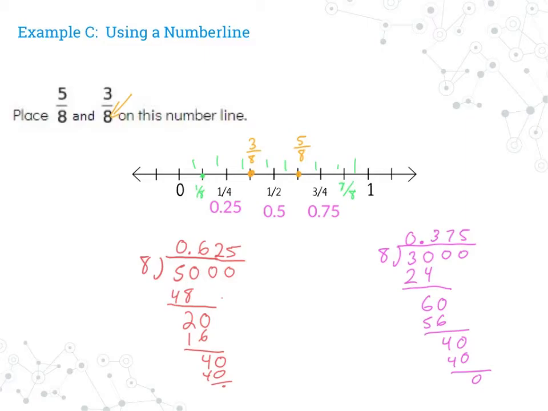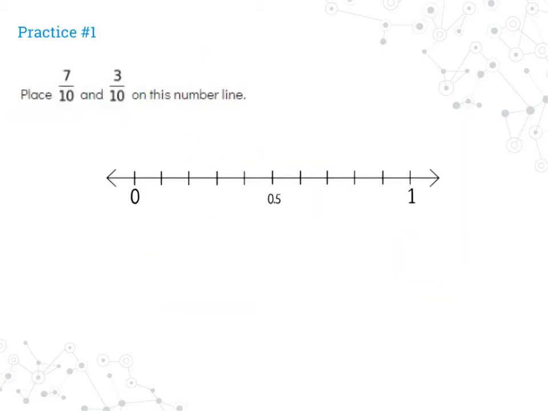Let's go ahead and take a look at the next one. Here we are at practice number 1. It says place 7/10 and 3/10 on this number line. So this one you're going to try on your own.